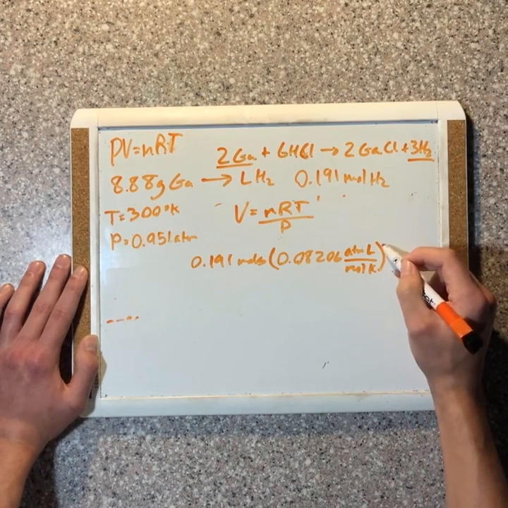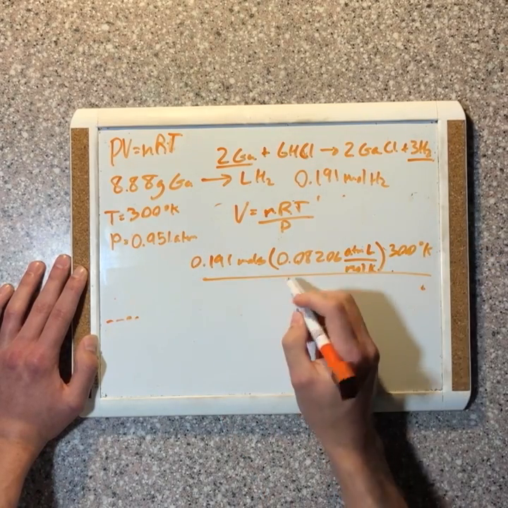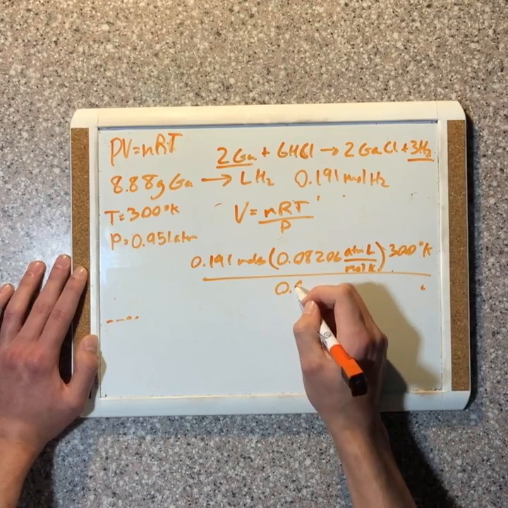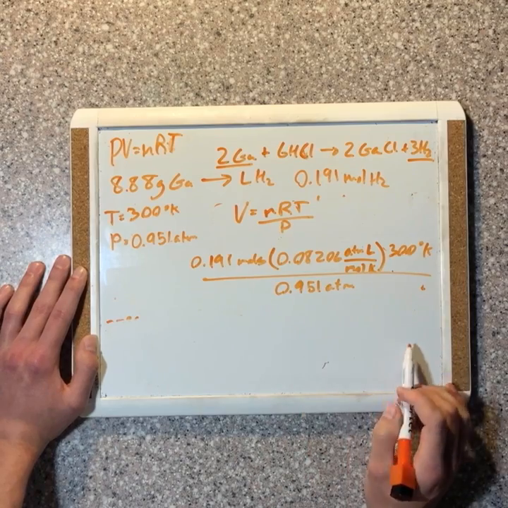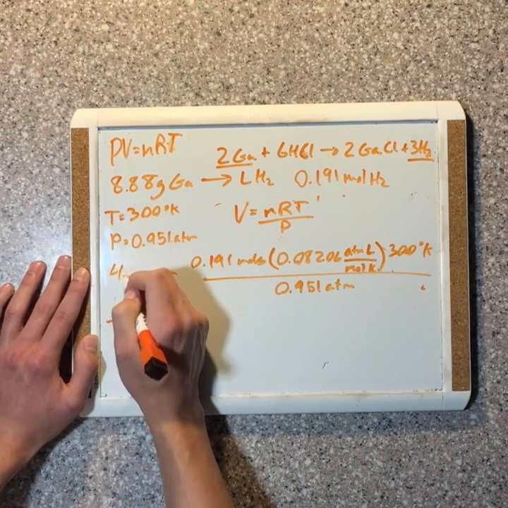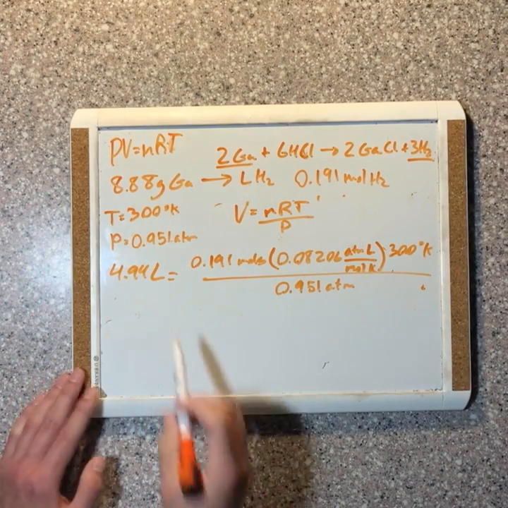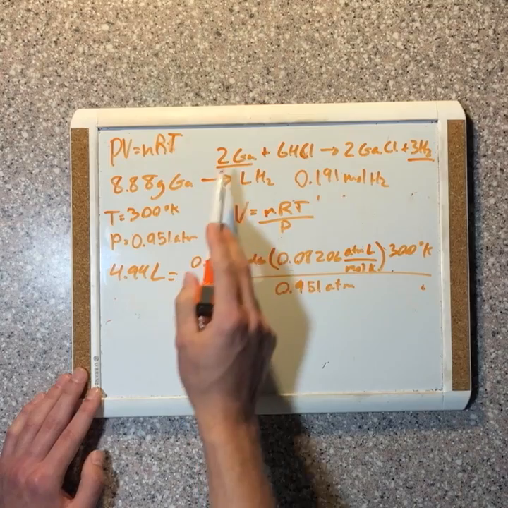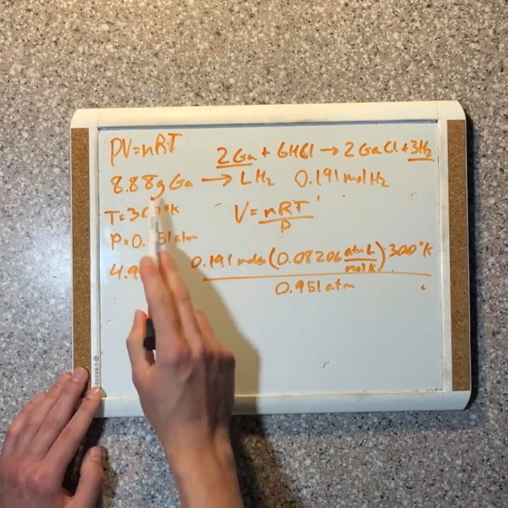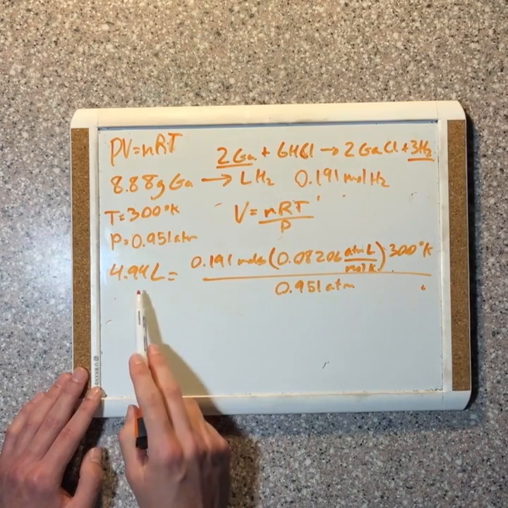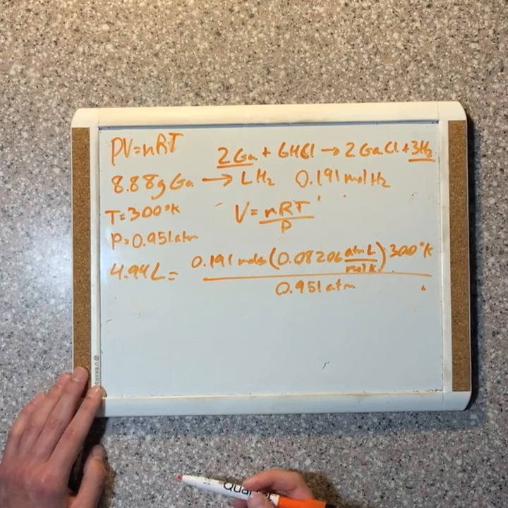And then at the end, we're going to put our temperature, 300 degrees Kelvin, and divide all of that by our pressure, 0.951 atmospheres. Putting all of that together, we come out with 4.94 liters. And so what that means is if 8.8 grams of gallium were to react with hydrochloric acid, we would get a volume of almost 5 liters in diatomic hydrogen gas.